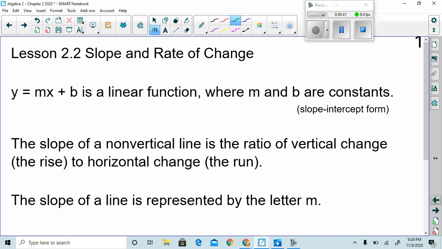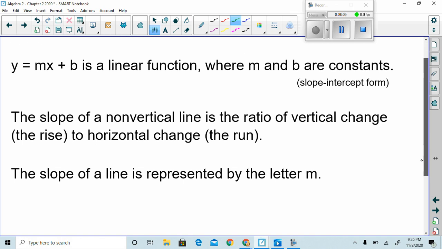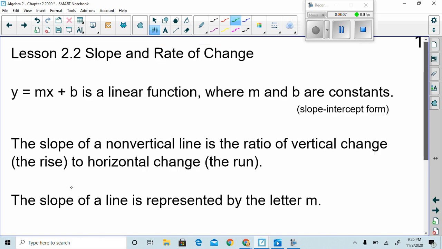It's a linear function, first degree, and when we graph it, it's going to form a line on the coordinate plane. m and b are constants. m is my slope, b is my y-intercept. So what exactly is slope? It's this non-vertical line, and it's a ratio of the vertical change, the rise, over the run. Slope is represented by the letter m. So again, I'm going to be looking at slope, which is m.